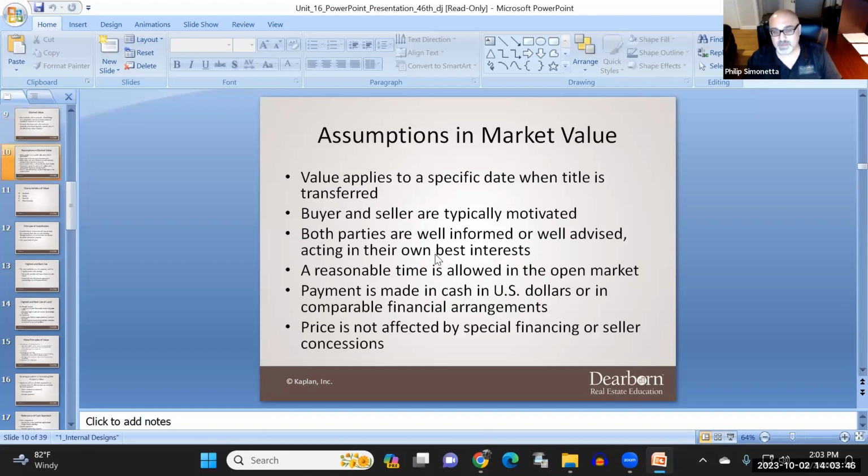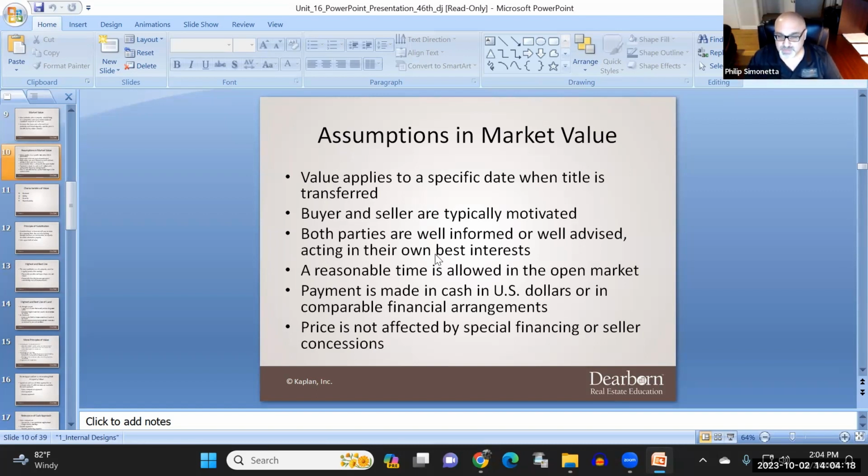Now let's look at some assumptions in market value. The value applies to a specific date when the title is transferred. So the appraisal value is done on that day. Three weeks later, it could be worth something else. It changes. Some catastrophic event could happen and a neighborhood gets annihilated. Look at Hawaii. Those homes are worth money, then they burn down. They're not worth nothing the next day, right? So the value applies to now. We don't know what's coming.